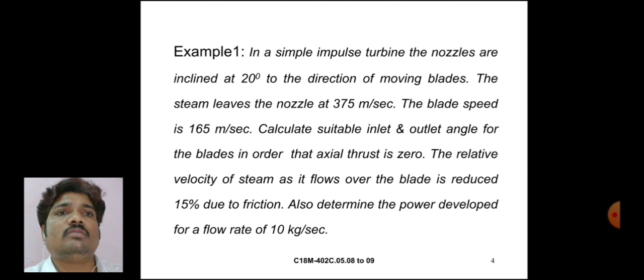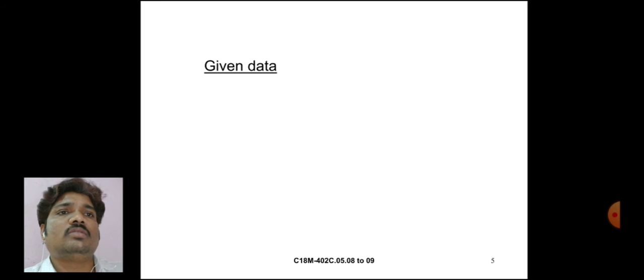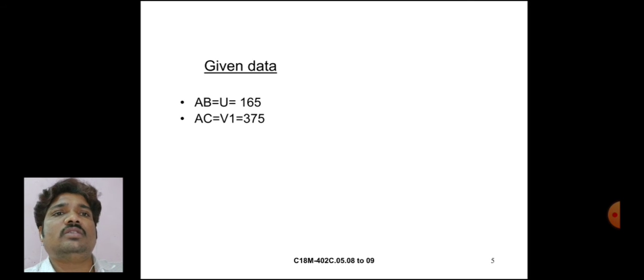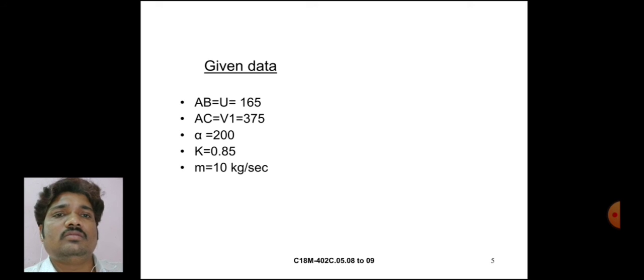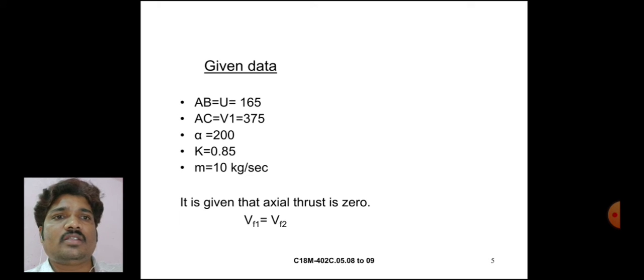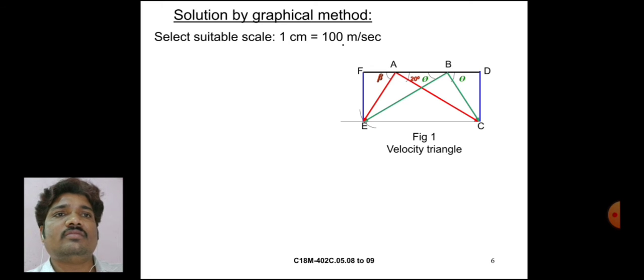In this problem, the given data is: AB is equal to 165, AC is equal to V1, 375, alpha is equal to 20 degrees, K is equal to 0.85, m is equal to 10 kg per second. It is given that axial thrust is 0, so Vf1 is equal to Vf2.